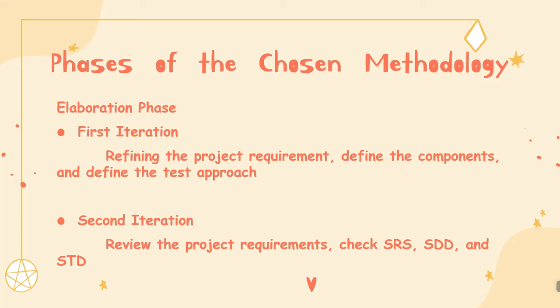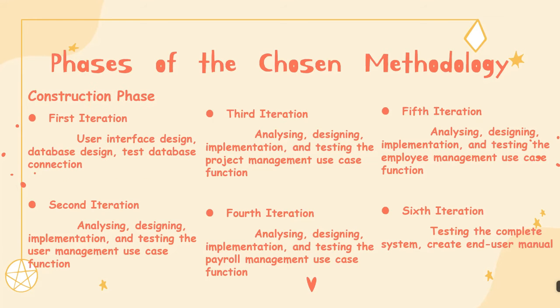So, for the second iteration, the project requirements also will be reviewed. In addition, SRS, SDD, and the STD should also be checked. For the construction phase, it included 6 iterations. For the first iteration, the user interface will be fully designed. In addition, the database will be developed and the connections will be tested.